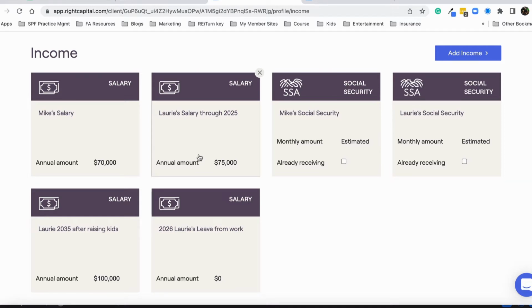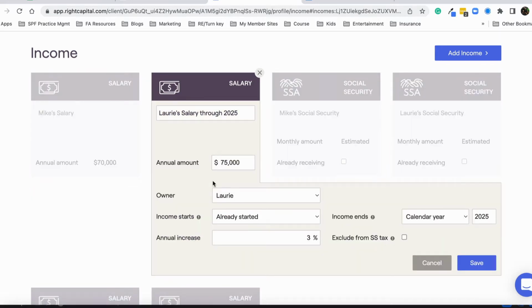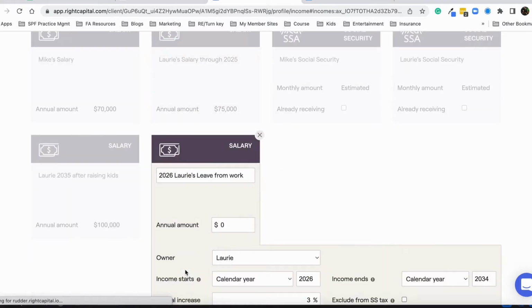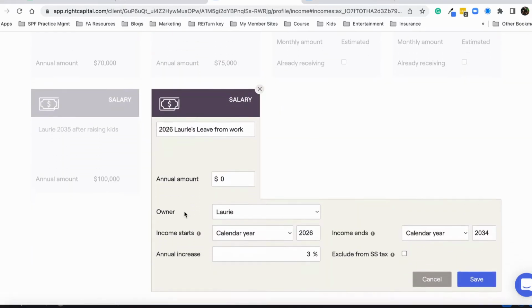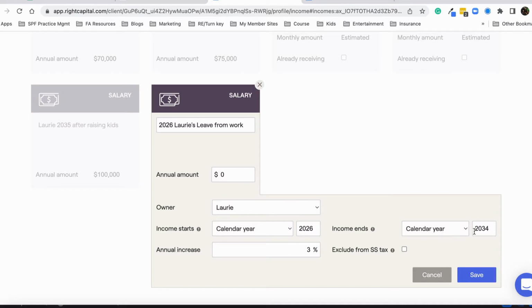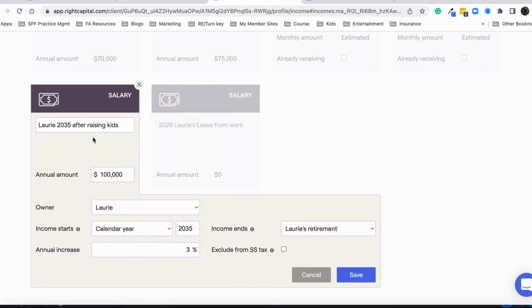So from now through 2025, her salary is $75,000, and we're going to inflate that by 3% for inflation every year. Then she wants to stay home. So from 2026 all the way through 2034, she's going to have zero income. And then after that, she plans on going back to work. I put in $100,000 starting amount in 2035 and then up until her retirement age. So that's how we broke down Lori's income through this.